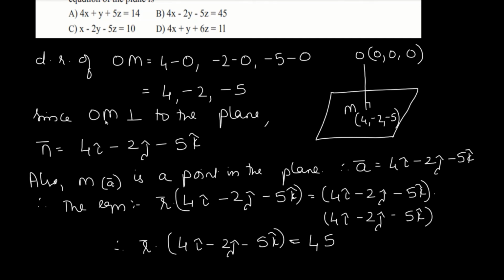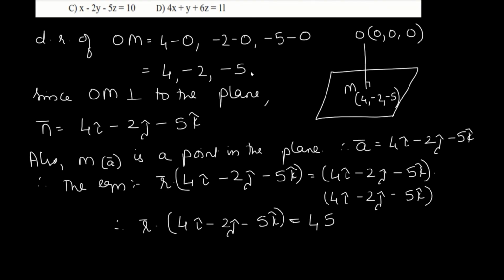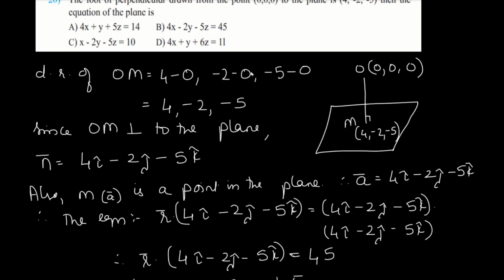Now, as you can see, the options are given in Cartesian form. So, like we did in the previous sum, we are going to take r as xi plus yj plus zk. And thus we get the equation as 4x minus 2y minus 5z is equal to 45. And therefore, from here, the correct option becomes option B as they have given there.